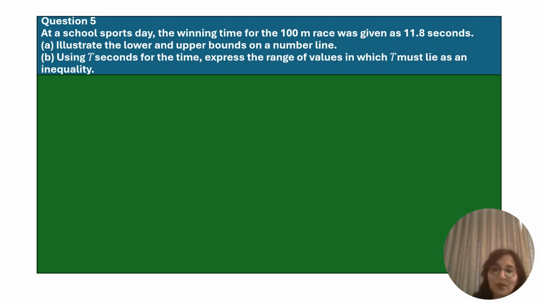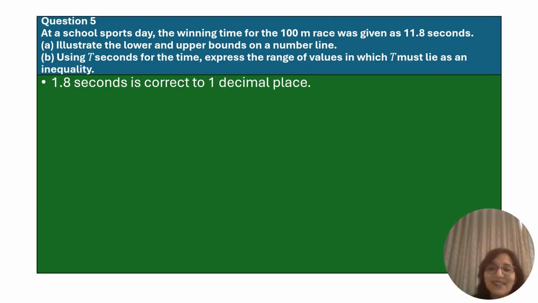Let's see question number 5. At a school sports day, the winning time for the 100-meter race was given as 11.8 seconds. Illustrate the lower and upper bounds on a number line. Using t seconds for the time, express the range of values in which t must lie as an inequality. Now 11.8 seconds is correct to how many decimal places? 1 decimal place. So half step is 0.05.